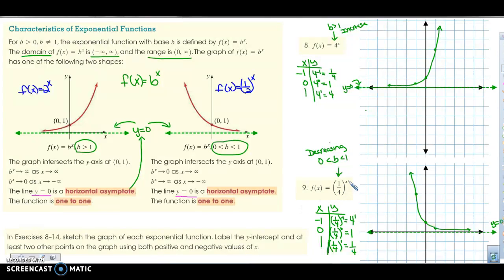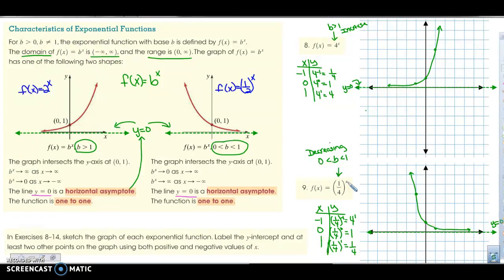Take a look at number 9. F of x equals 1/4 to the x power. Once again, I used the same values of x. This point here can almost be used as, let's say, you know how we use the vertex in the parabola to shift left, right, up, or down? Well, I like to focus in on this point as well to do the same thing when I have to shift a graph, which we'll get into in a moment.